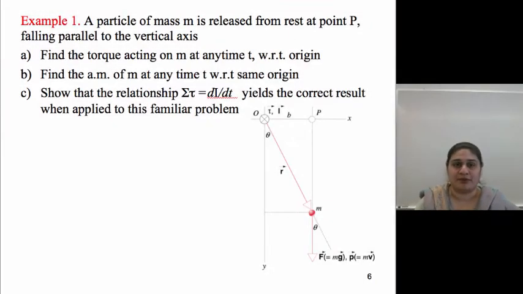So now let's do a problem. A particle of mass m is released from rest at point P, falling parallel to the vertical axis. A, find the torque acting on m at any time t with respect to the origin. B, find the angular momentum of m at any time t with respect to the same origin. And C, show that the relationship sum of torques equals dL over dt yields the correct result when applied to this familiar problem.